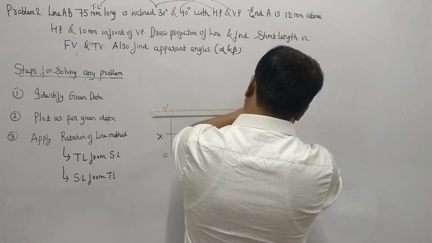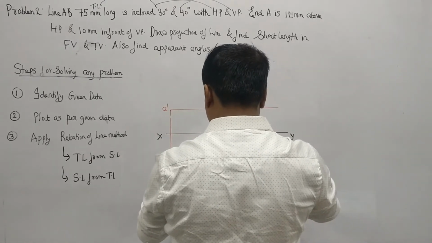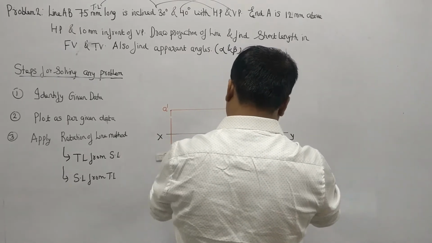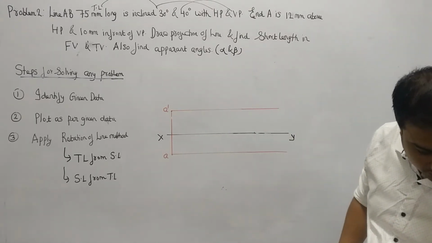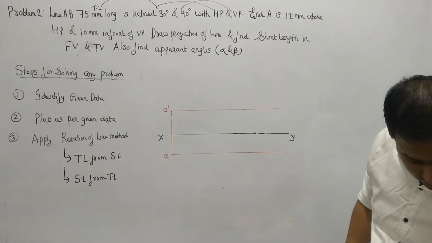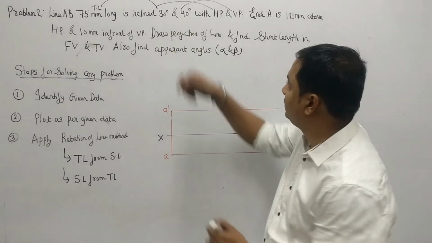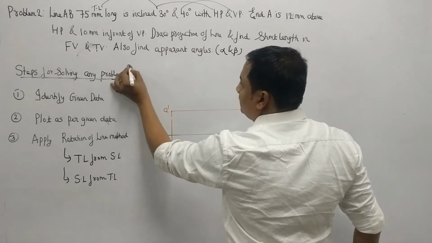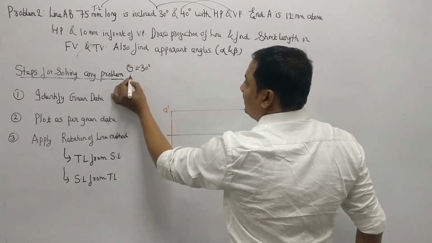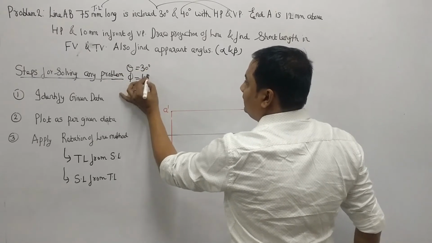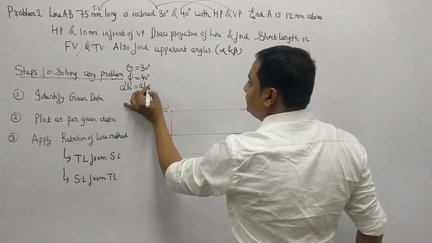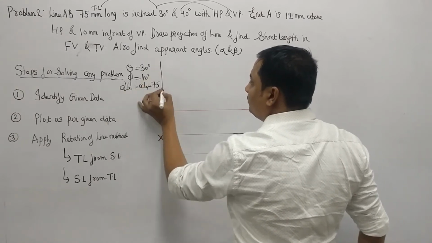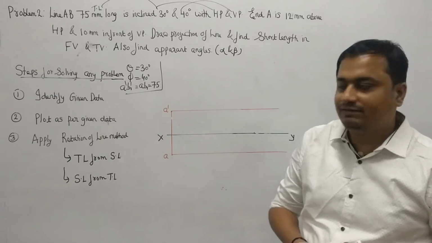This is the locus of A dash and this is the locus of A. Okay. Now theta is given to us, that is 30 degrees. So theta is 30 degrees and phi is 40 degrees, and A dash B1 dash, that is equal to A B1, that is equal to 75. So these were the data.